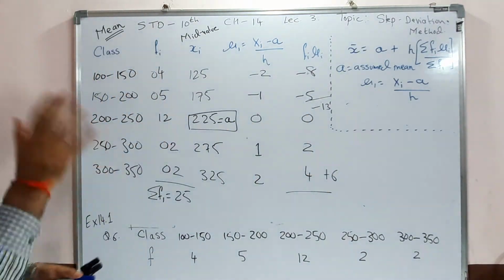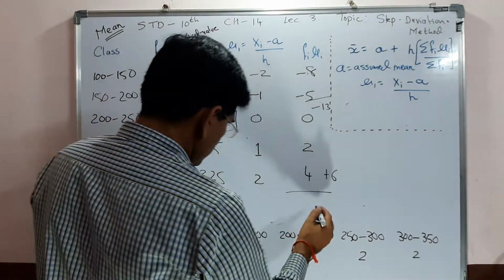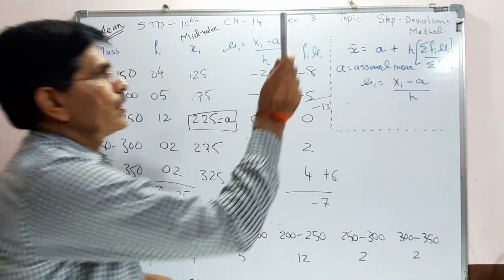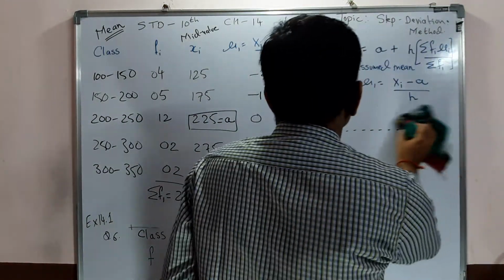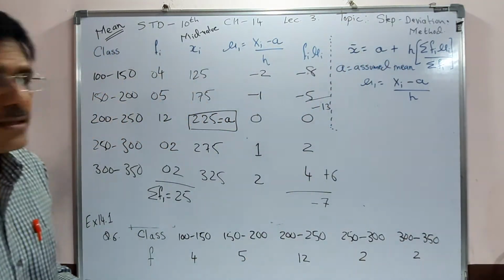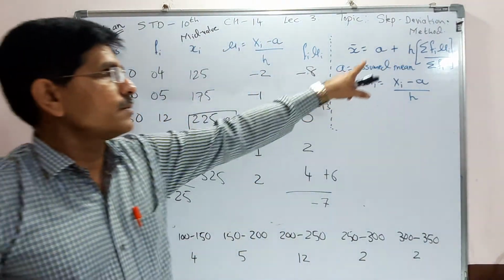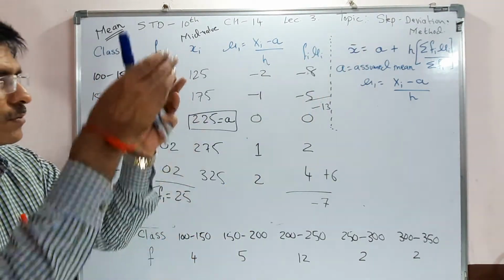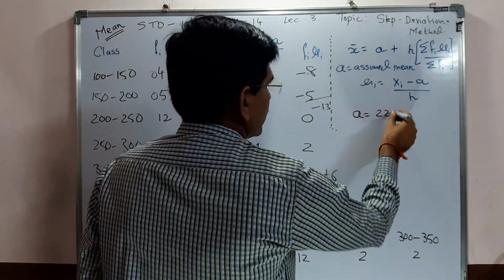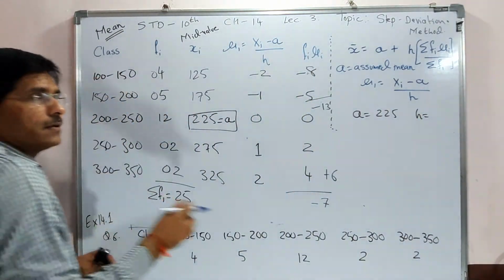So you will see that the calculation is very small in the step deviation method. So minus 13 plus 6, that is minus 7. Now what do I have to do? Again I have to use a formula to get the answer. Which formula do we have to use? That is called the step deviation method, and the formula is x bar is equal to a plus h. Generally, to get half marks in the exam you have to write this formula first. Afterward, whatever is given you have to write: a, that we have taken, that is 225. And h, what is the class length? If you see, 50, so I write 50.